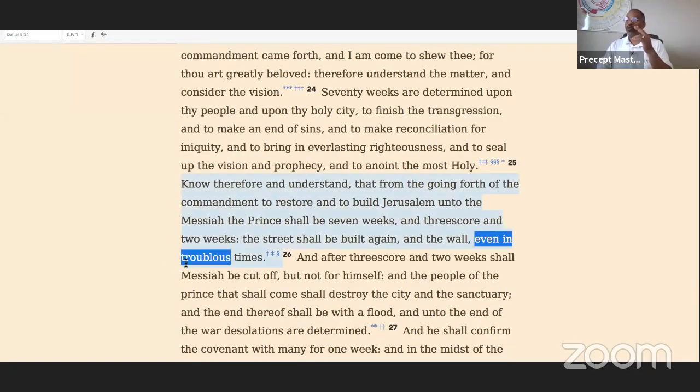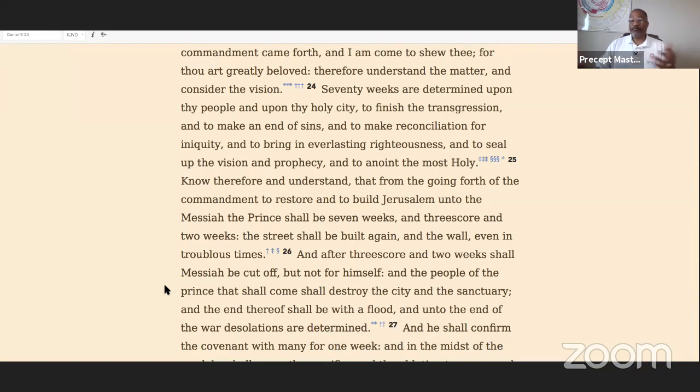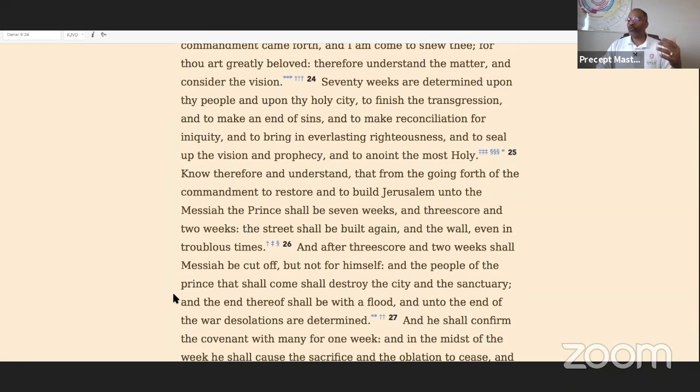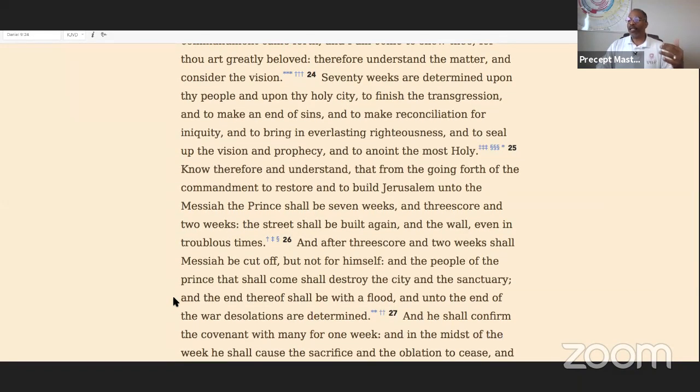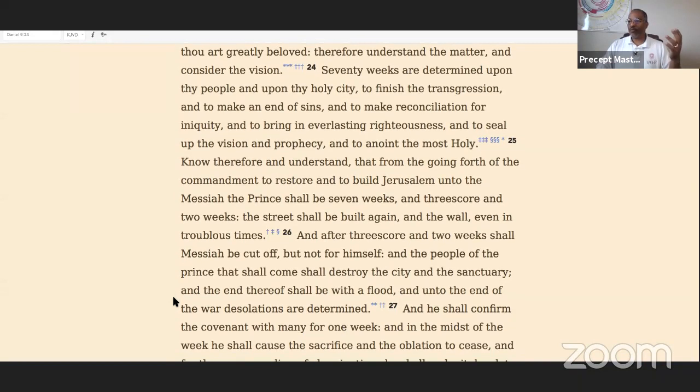And after 62 weeks shall the Messiah be killed. That tells you he's going to be killed. This is how Paul knew this. It's nothing crazy. So it says, but not for himself. He didn't get killed for himself. He was a schoolmaster. And the people of the prince shall come and shall destroy the city and the sanctuary, and the end shall be with a flood. Doctrines. That's what it's going to be.